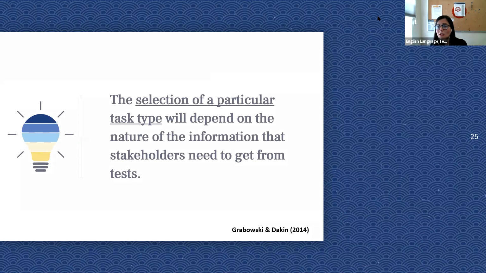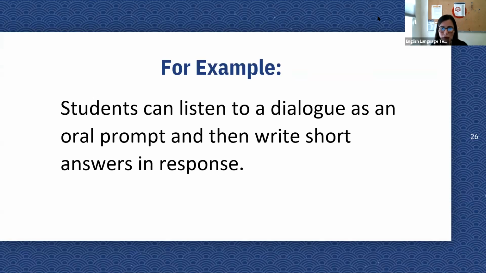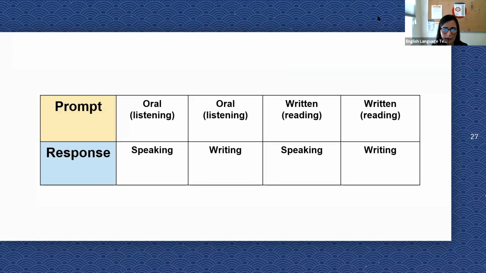But of course, the selection of whatever mode you choose for both the elicitation and the response will depend on the nature of the information that stakeholders need to get from tests, right? For example, students can listen to a dialogue as an oral prompt and then write short answers in response, right? So this is just the mixing. And there's a bunch of combinations that you can have within the prompts and the responses. Right, so you can combine prompts and responses, like I said.